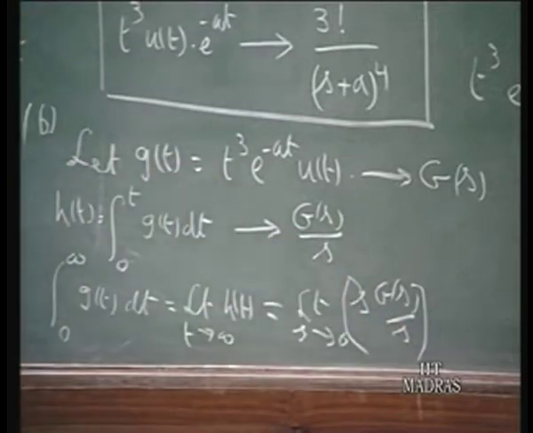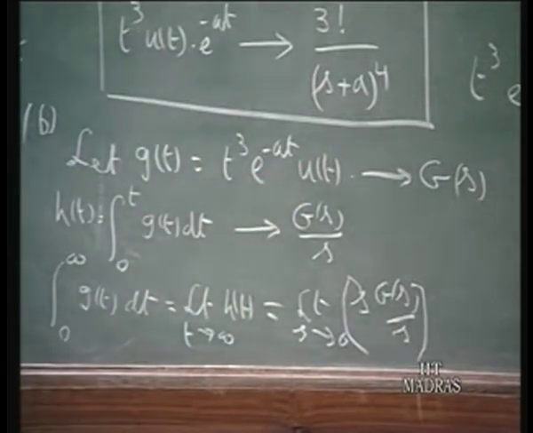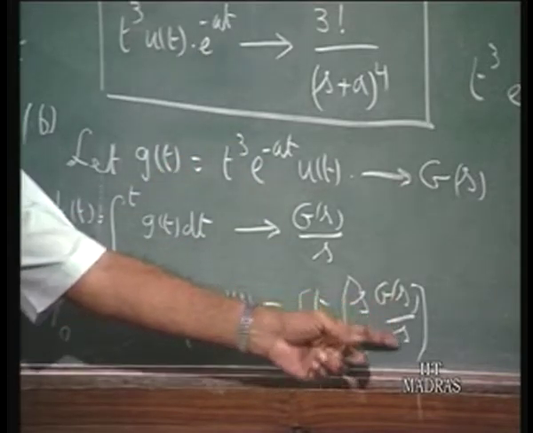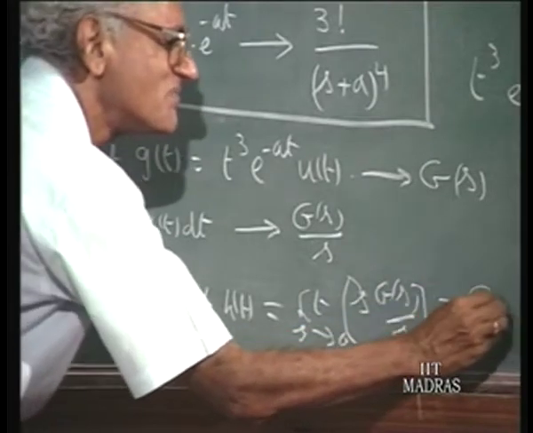That is the final value theorem. If you know a particular function has a Laplace transform H(s), then the final value of h(t), h(infinity), is obtained by taking the limit as s goes to 0 of s times H(s). Now, in this case it is s times G(s) over s. So, this is indeed s cancels out, G(0).